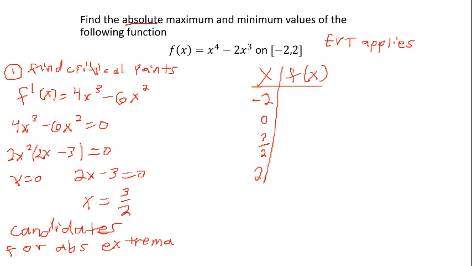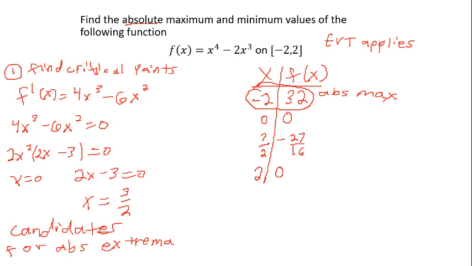All right, anyway, if you evaluate the original function here at -2, you get a y-coordinate of 32. At 0, you get 0. At 3/2, you get -27 over 16. You can also give a decimal, it doesn't really matter. And at 2, you get 0. Now, whichever point has the biggest y-coordinate is the absolute maximum. So this point, -2, 32, is the absolute maximum. The absolute maximum is 32, and it occurs at x equals -2.